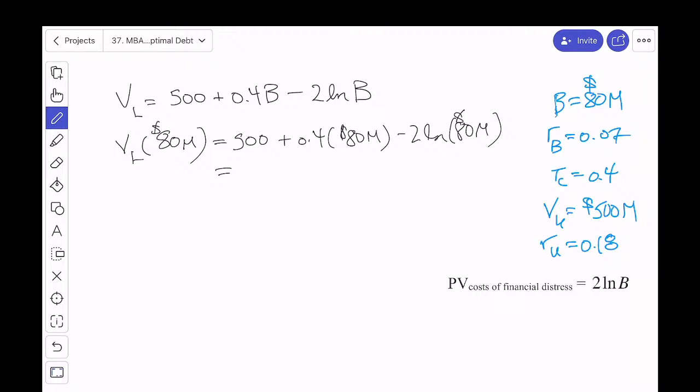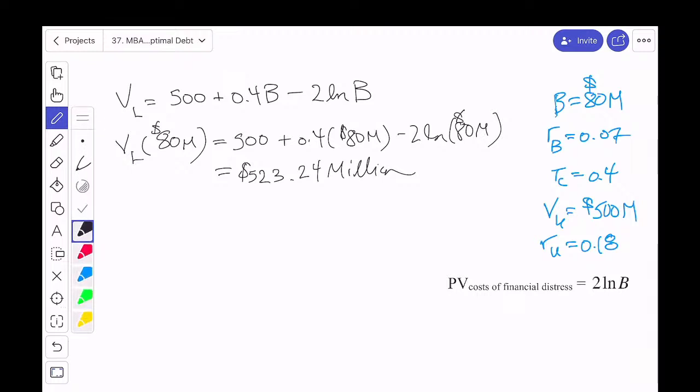Very good. 523. So we have 523.24 million. So that's the value. It's more, right? This function gives a greater value estimate for the firm.